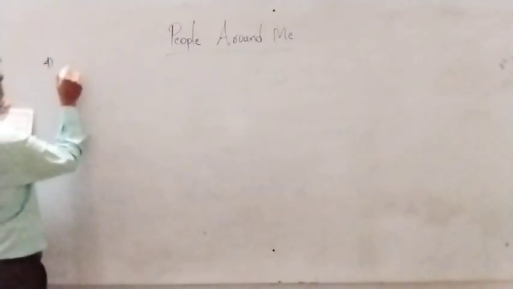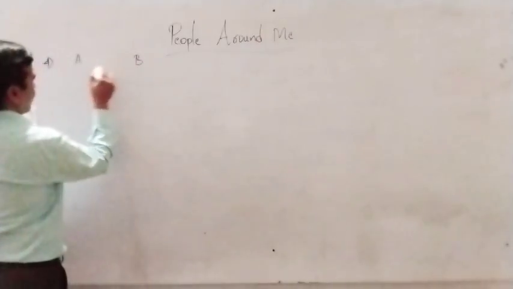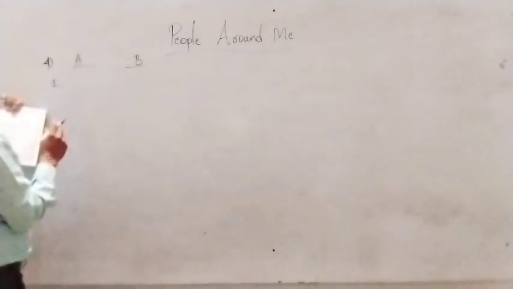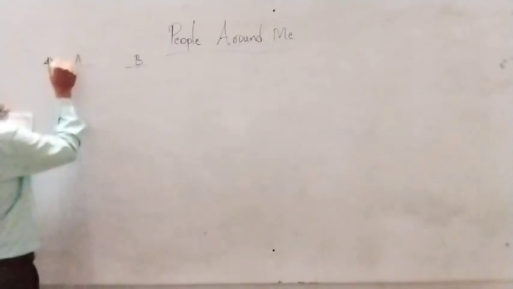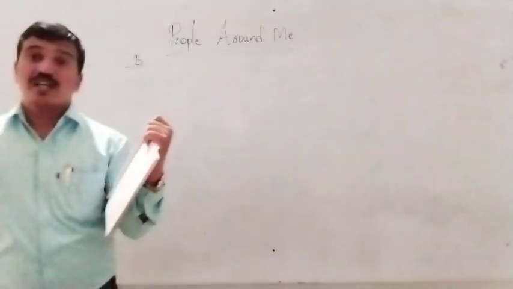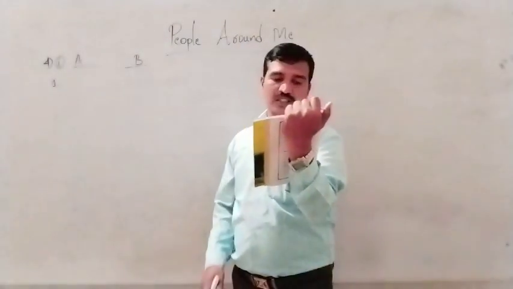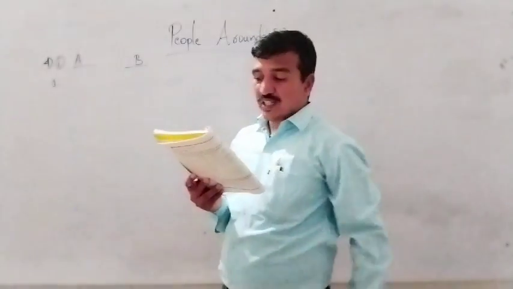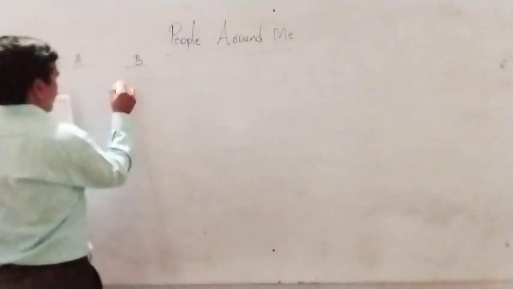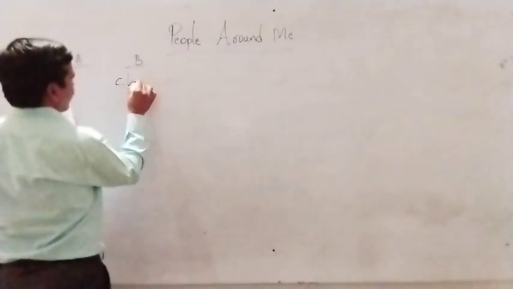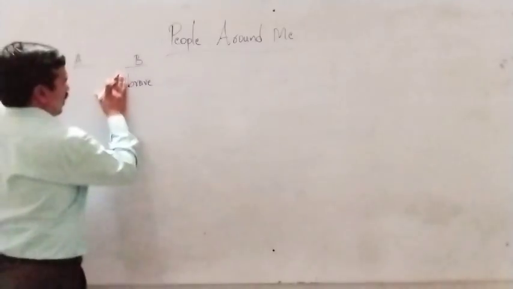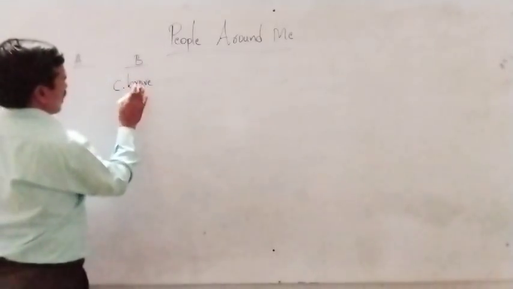Fourth question, A, B. Okay. In here, first one: someone who is not afraid. Yes, someone who is not afraid, he was brave. Option C. Brave. For this first description, the answer is brave. Okay.